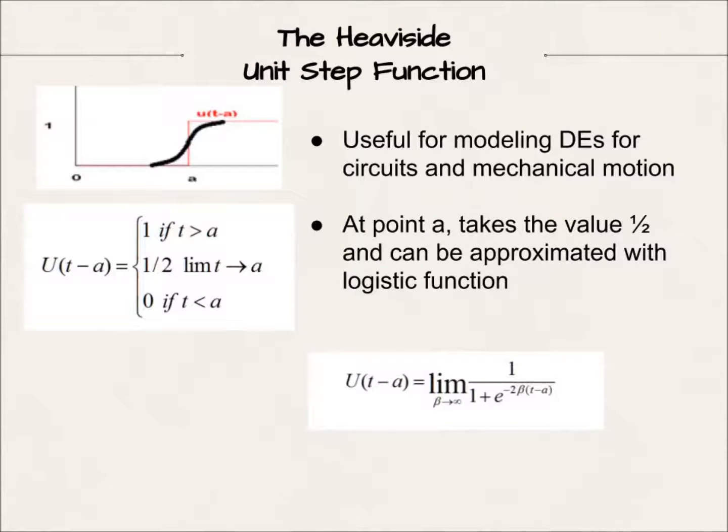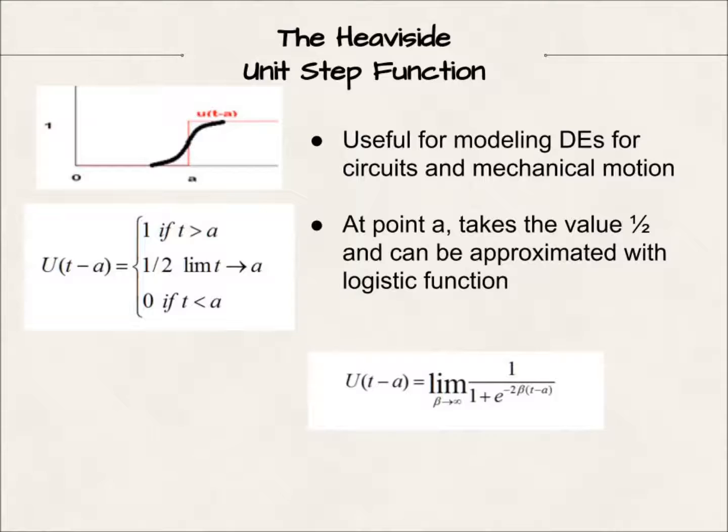The unit step function is a handy piecewise function in that it allows us to model a function as if it was being turned on and off by a switch. The unit step function is defined to be equal to 0 at all values of t less than a and 1 at all values of t greater than a.